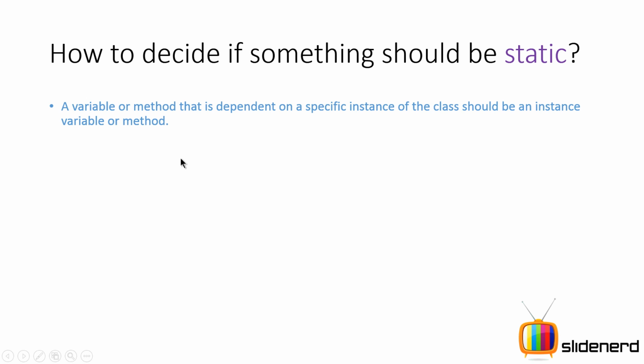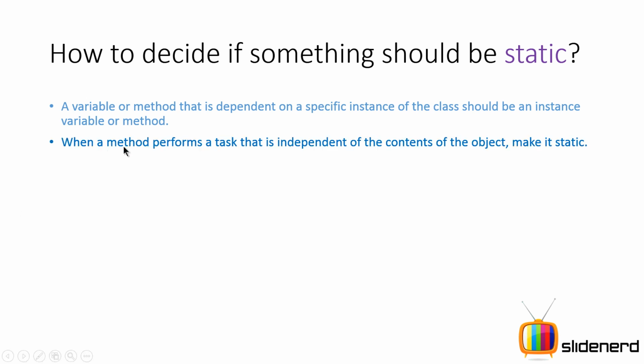A variable or method that works on some data that belongs to an object should be a normal variable or normal method. Like we discussed, every person has a different name, every person has a different address. Hence in those cases you cannot use static, because when you make something static you're saying that this should be common for everybody, which is not the case because everyone doesn't have the same name, right? So when a method performs a task or work which is independent of the contents of the object, then make it static.